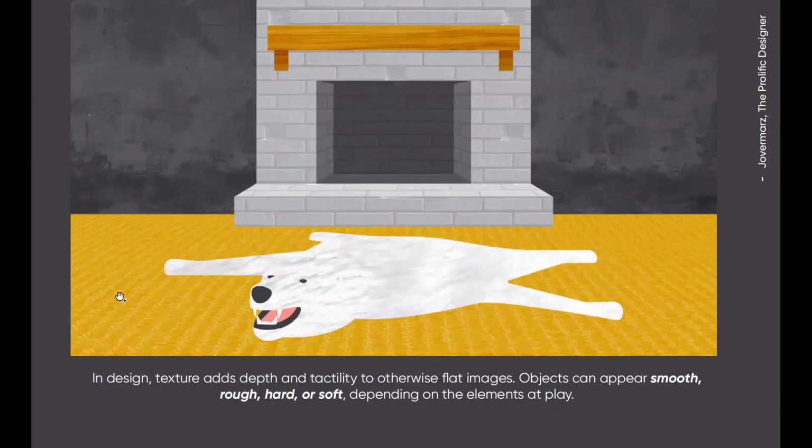So texture can appear smooth. It can be smooth. I'm sure you've used the word before, smooth texture. Hard, rough, or even soft. So it depends on the element at play, which means it depends on you. What kind of texture do you want to give it? Do you want it to be grunge? Do you want it to be a little soft or hard or a bit rough?